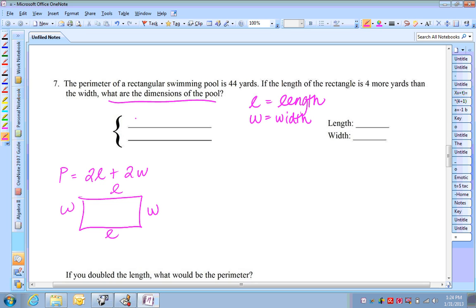So that's going to be our first equation. 2 times the length plus 2 times the width equals 44, because it tells us the perimeter is 44 yards. All right, and then it says the length of the rectangle is 4 more yards than the width. So the length equals W plus 4. In this problem, once again, I have not told you to use substitution or elimination. You are more than welcome to do that, but I prefer using the calculator. I feel like it's a quicker method of solving this problem.